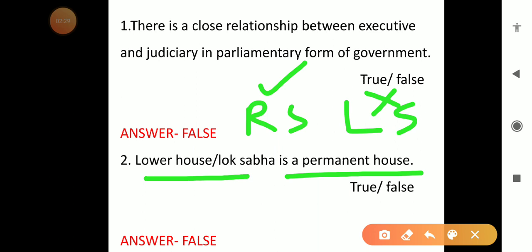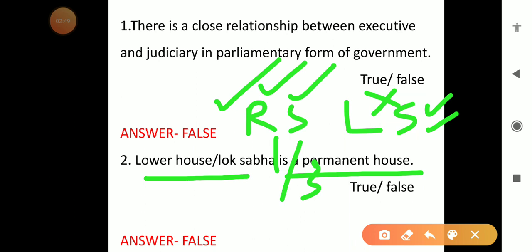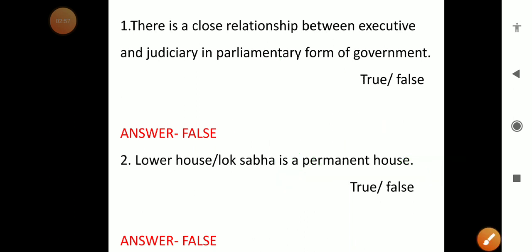It dissolves every 5 years. New elections are held for the whole Lok Sabha. But Rajya Sabha is a permanent house. 1/3 of the members retire every 2 years. So this one is permanent house. This is not permanent house. So the statement is false. Answer is false. Let's move to the next question.